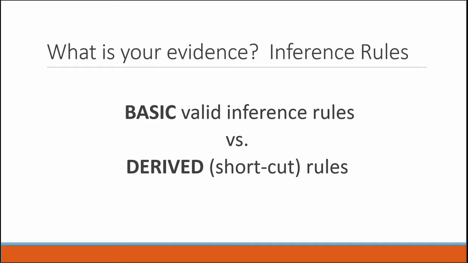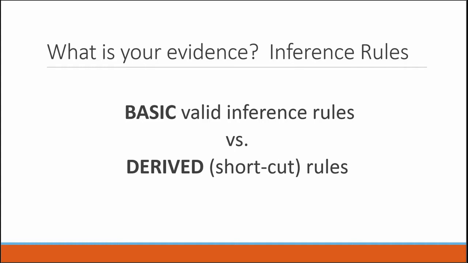Don't skip them. There are other kinds of inference rules, derived inference rules, or patterns of inference which are valid, but which we can prove they are valid using the more basic inference rules. Okay, so basic inference rules are ones that are just self-evidently valid patterns of inference. Derived inference rules are also valid patterns of inference, but we can prove their validity using the basic valid inference rules.